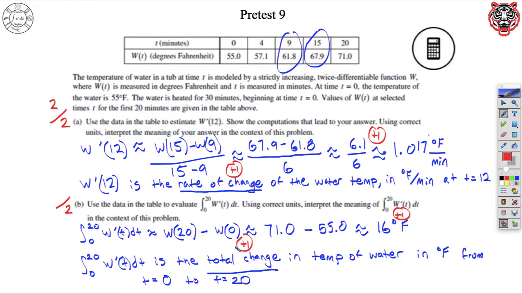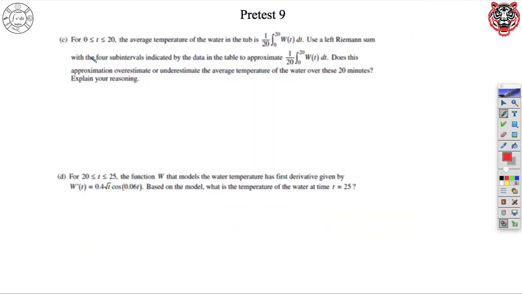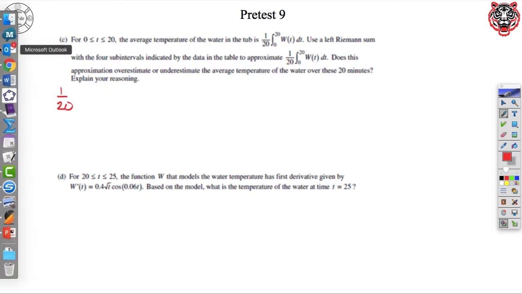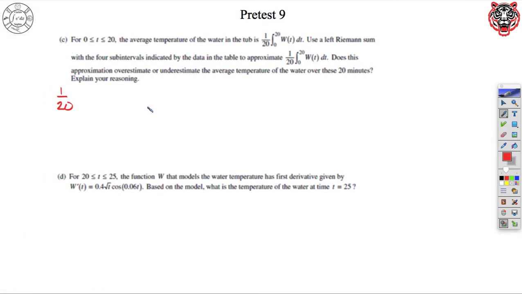All right, good. On to the next question. Okay, so number 1, part C. Now we're doing the average temperature because average has that fraction out in front. So we need to approximate that using a left Riemann sum. So 1 over 20, the integral from 0 to 20 of W of t dt.